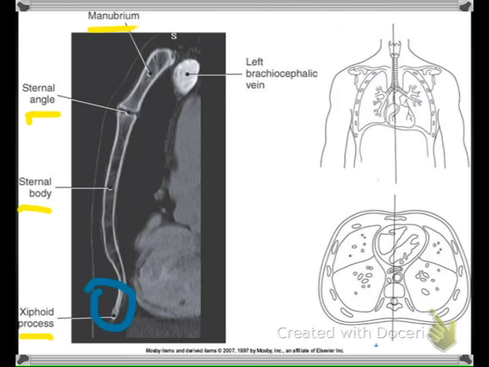But also take a good look at how nice this image is, because even on our best day, we could not attain this with simple radiography. And so this is one of the added benefits of CT, imaging bones very, very adequately. So in review, the only structures that we need to learn from this are the manubrium, sternal angle, sternal body, and the xiphoid process.